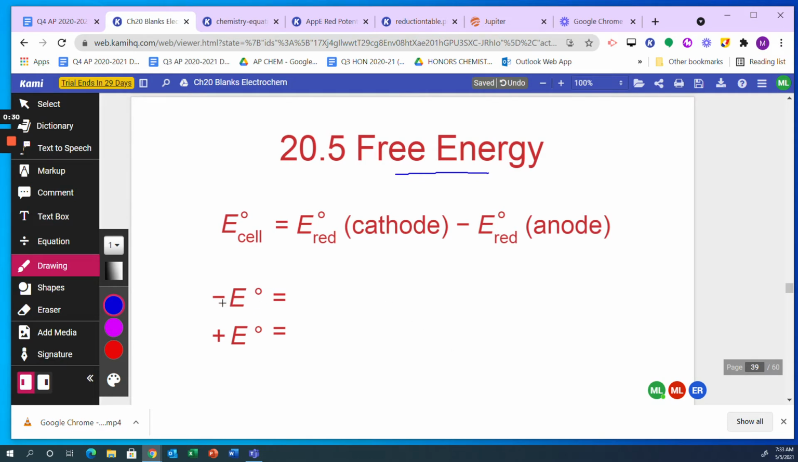So first, if you have a negative voltage, that means it is not spontaneous. And if you have a positive voltage, it will be spontaneous. So in terms of delta G, if it's spontaneous, you're going to have a negative delta G, and that is your energy that is free to be used. And if you have a negative voltage, then you'll have a positive delta G.